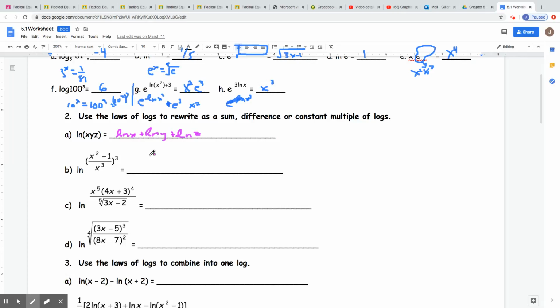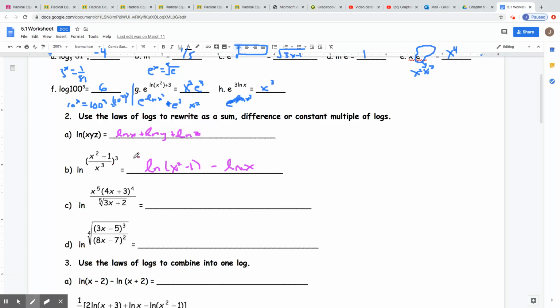All right, part b. All of this fraction here is being raised to the 3rd. So we have x squared minus 1, we have x cubed. So we have 2 natural logs we're going to have to do. We have a natural log with x squared minus 1, and it's going to be minus a natural log with x. Now this is being cubed.